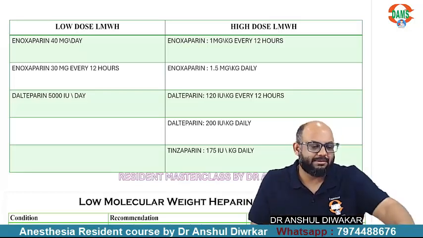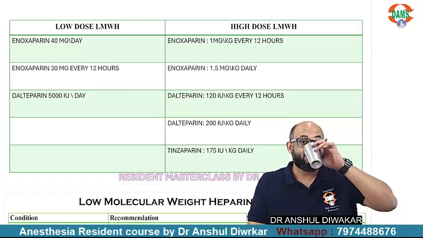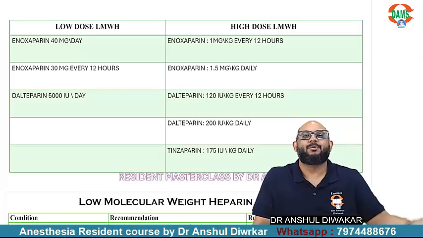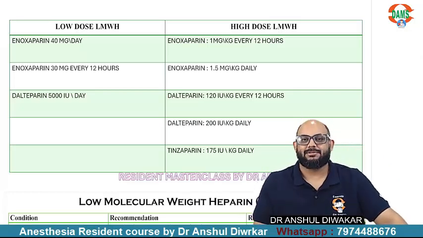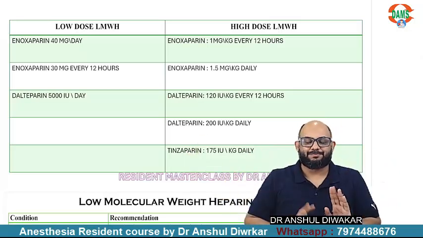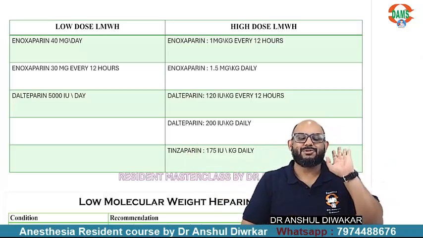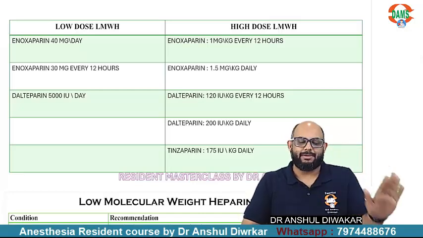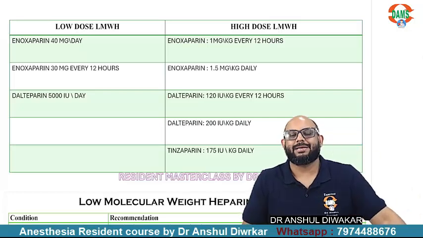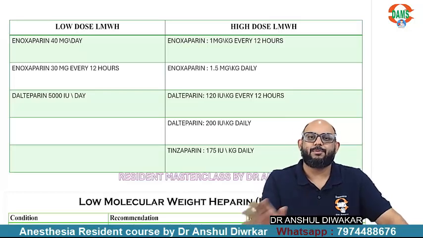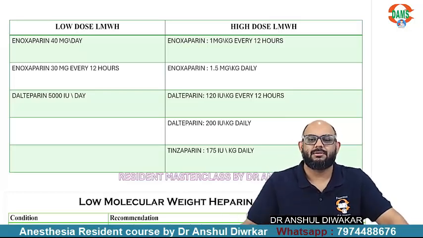So this is the X factor that I want to create in you guys, because we talk about guidelines, but nobody talks about what is low dose, what is high dose. Now you are the people who will know. Even if you don't remember high dose, chalega. But low dose, you should remember: enoxaparin 40 milligram per day, enoxaparin 30 milligram BD, and dalteparin 5000 international units per day. If your patient is on this, then your period of stopping is based on this particular duration that we are going to discuss now. All right.